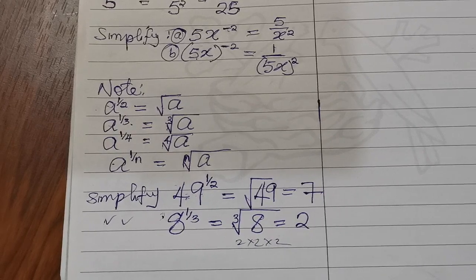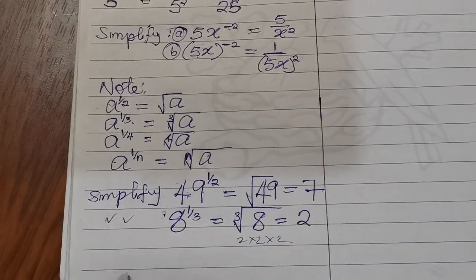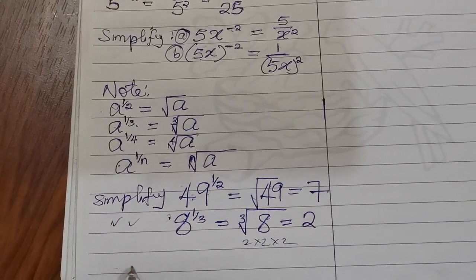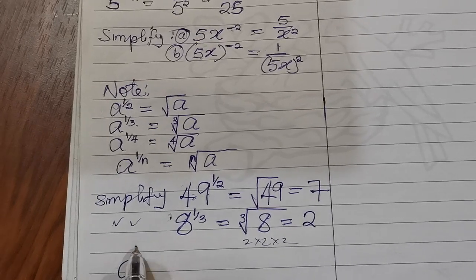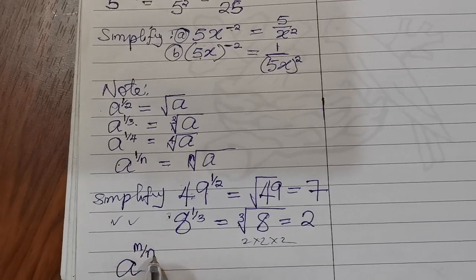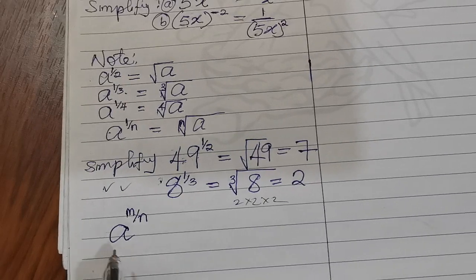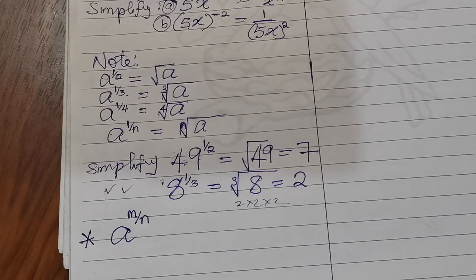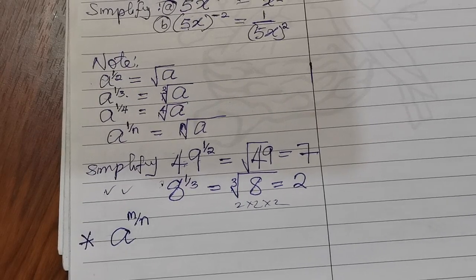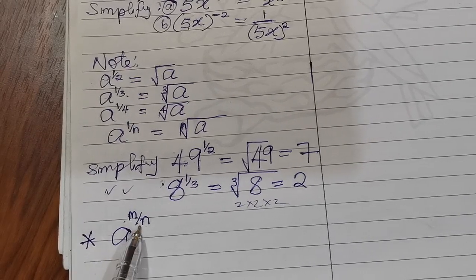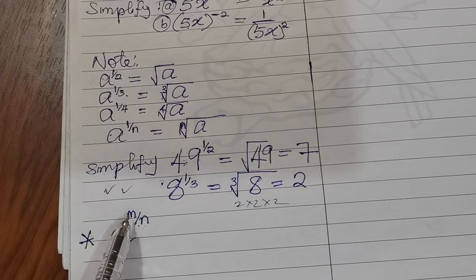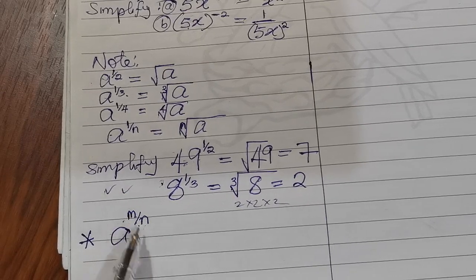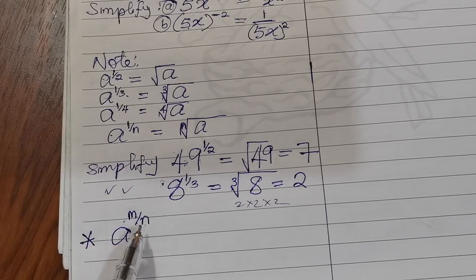Okay, so what if we have something like a raised to the power m over n? This is another big law of indices. If you have something like this, always know this is a fraction, and in this fraction we have this to be the numerator and this to be the denominator.